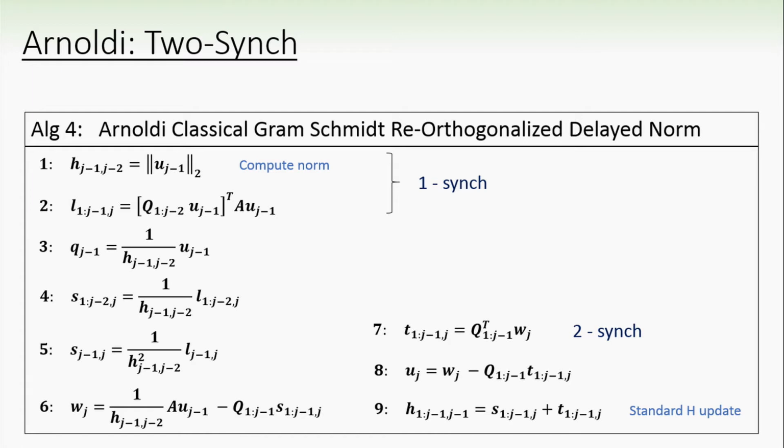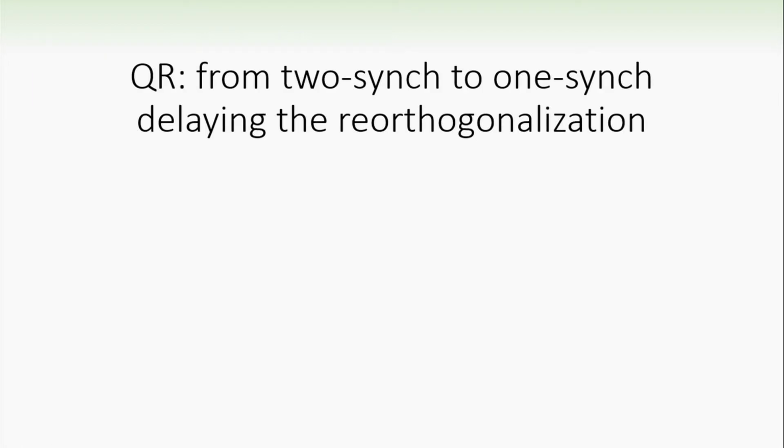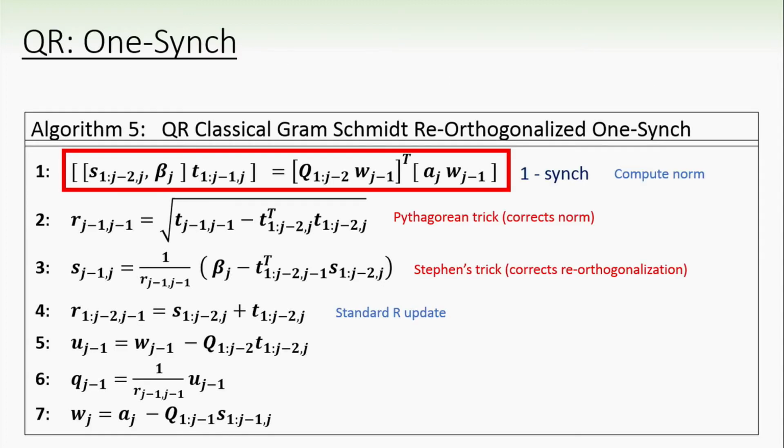But moving from 2 sync to 1 sync is where things get a little bit more tricky. So I'm going to show the algorithm first. So this is how we combine everything to 1 sync. And steps 2 and 3 are going to be the main differences that I want to try to explain, but I'm going to go over them pretty quickly because the Arnoldi is what I care about mostly.